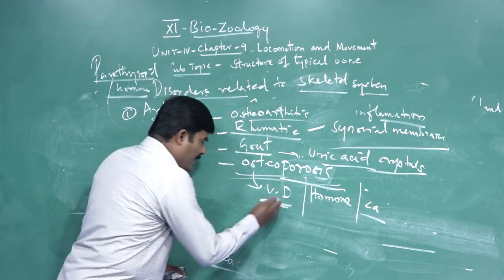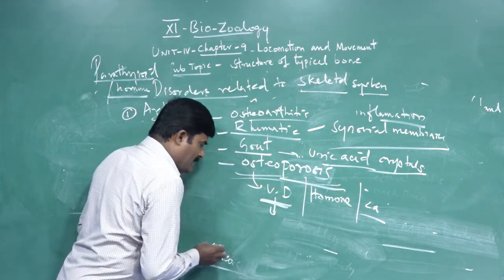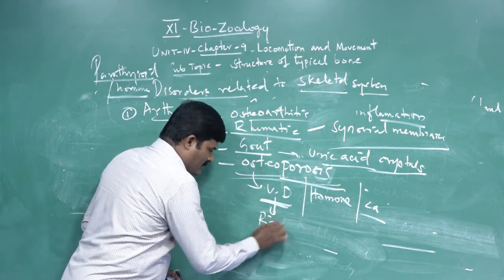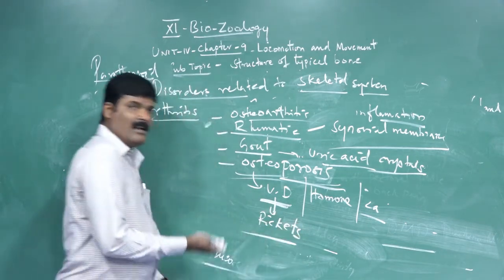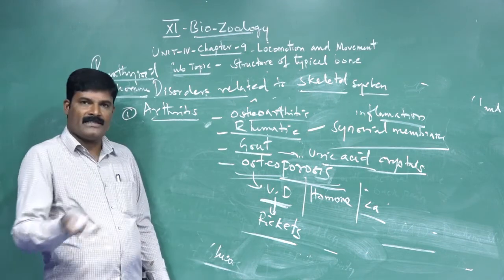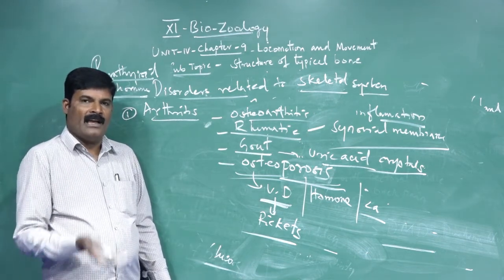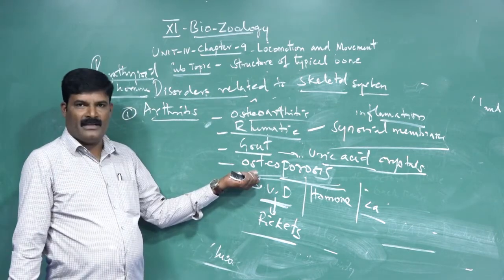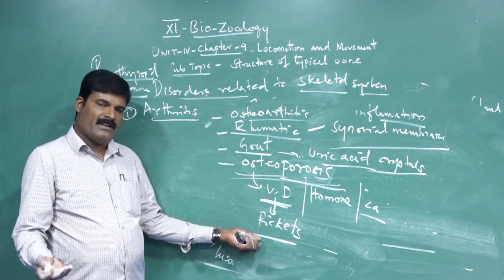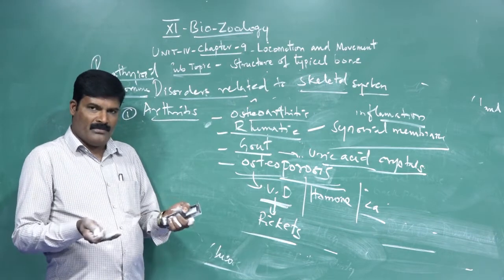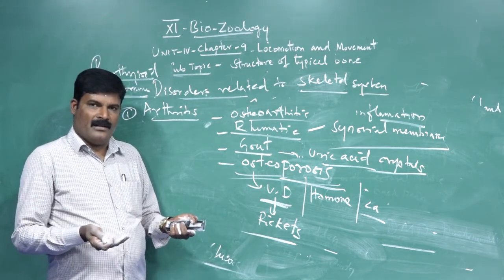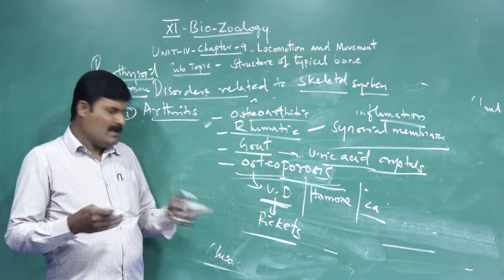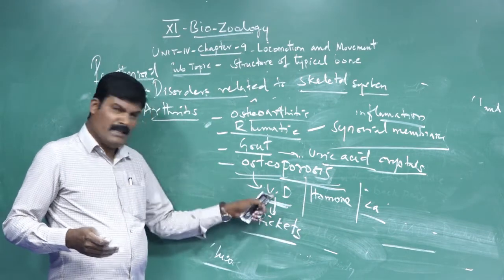So vitamin D deficiency in children leads to rickets. It was already studied in lower classes, what are rickets and osteomalacia. Rickets and osteomalacia are due to deficiency of vitamin D. What is the condition of rickets? The bones become weak, at the knee joint. So that is rickets in children.